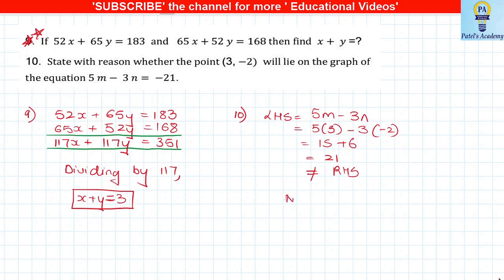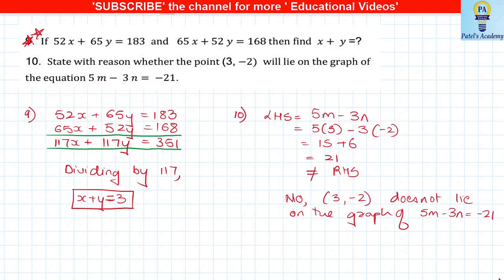So my answer is no. 3, -2 does not lie on the graph of 5m minus 3n equals -20.